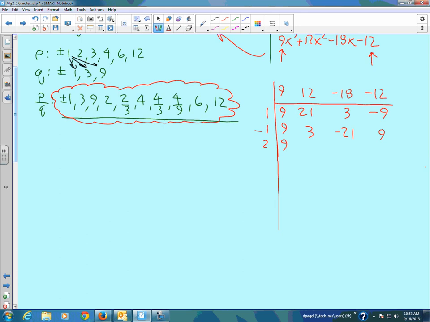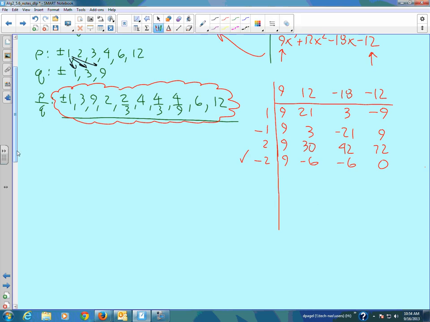So 18 and 12 is 30, and 60 minus 18 is 42, and 84 minus 12, well, that's definitely not going to get me there. What's 84 minus 12? 72. What about a negative 2? We have negative 18 plus 12, which is negative 6, and then 12 minus 18, which is negative 6, and negative 6 times negative 2 is a positive 12, and a positive 12 plus a negative 12 is 0. All right, so we found another 0.